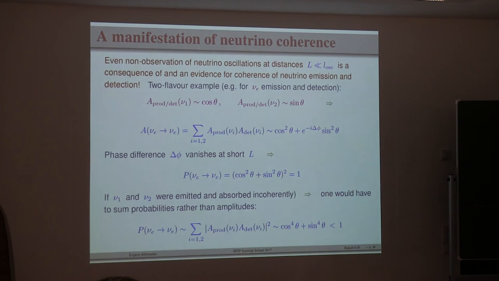So if coherence was lost, we would have seen the deficiency of reactor neutrinos even in very old experiments where detectors were very close to the reactor. And we haven't seen them. So this is the experimental confirmation that the reactor antineutrinos are produced coherently and detected coherently. That's kind of an obvious statement, but it's not widely appreciated, actually.